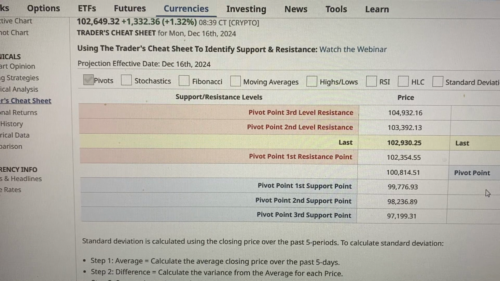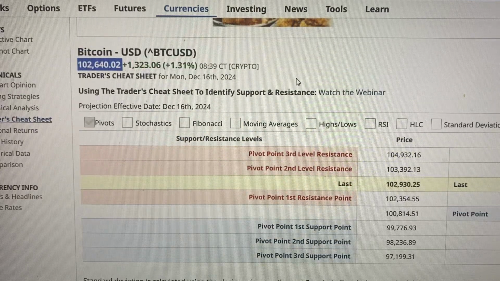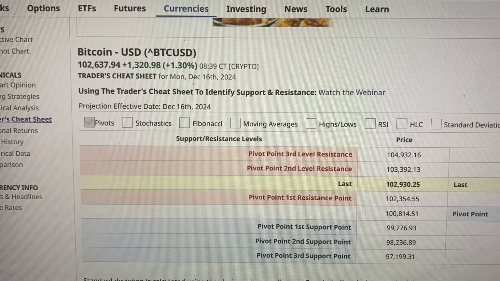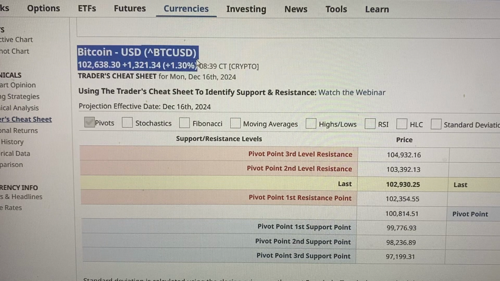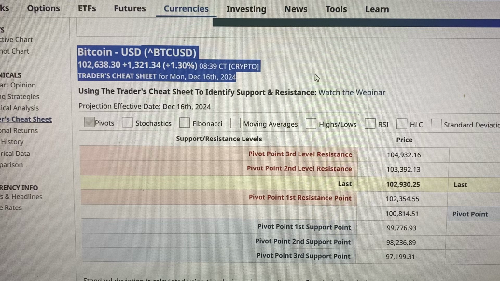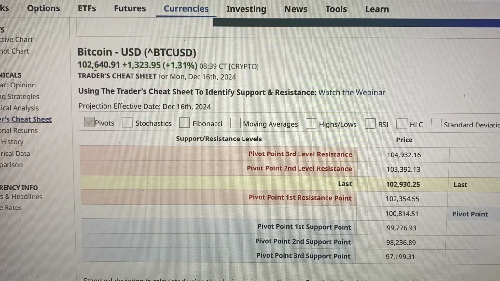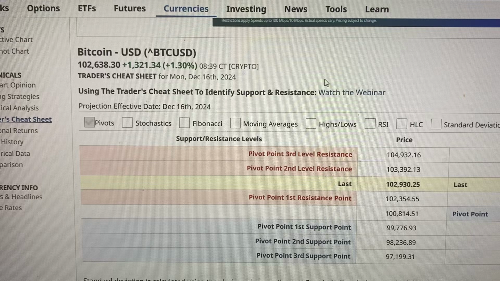And my cost basis right now in Bitcoin, Bitcoin's trading at 102,000 USD here. I'll show you the price. All right, now, of course, this is for December 16th, 2024. But look, in the Crypto Trader's Cheat Sheet, Bitcoin is trading at 102,640. My average cost basis using the pivot points right now is approximately 61,000. So I have a solid 40,000 point profit in my Bitcoin position because I use this pivot point to purchase the market.